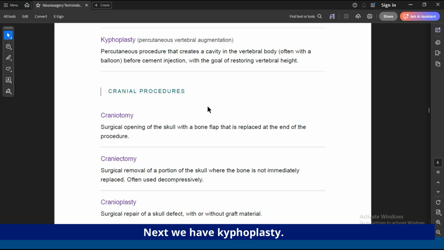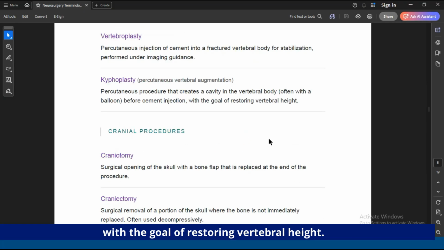Next we have kyphoplasty, percutaneous vertebral augmentation. Okay, so a percutaneous procedure that creates a cavity in the vertebral body before cement injection with the goal of restoring vertebral height. So basically in vertebroplasty, the cement is injected directly into the fractured vertebra. In kyphoplasty, a cavity is created first, and in that cavity the cement is placed. So that is the difference between vertebroplasty and kyphoplasty.